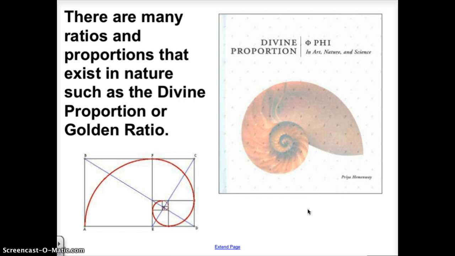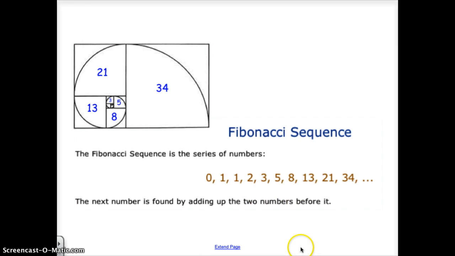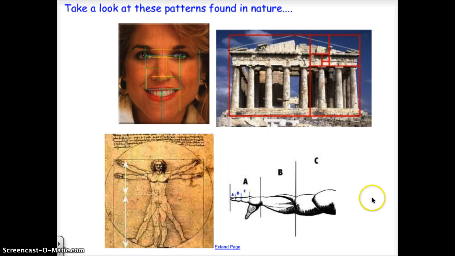Some proportions that exist in nature are the divine proportion. As you see, there's the golden ratio, which I will talk to you about tomorrow. The Fibonacci sequence is a series of numbers that has a ratio involved with it. One of the things that people used to think about was there was beauty in nature by finding patterns that had to do with certain proportions and ratios, the golden ratio being one of them and the Fibonacci sequence being another.